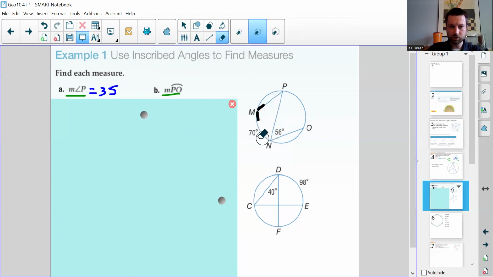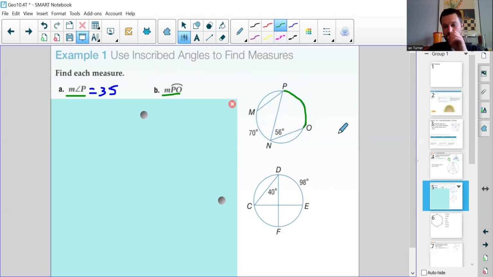Okay, let's look at the other one. Now we want arc PO here. We want this arc PO. Well, you take your inscribed angle and you double it. So this is going to be 112. It's just 56 times 2. Okay, so that is that. Good stuff.